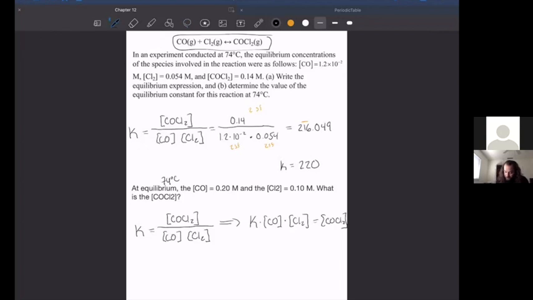So then I'm just going to plug in my numbers. So 216.049, again, I'm going to use that unrounded value so that I don't incur any rounding errors, times the concentration of carbon monoxide, which was 0.20, times the concentration of chlorine gas, 0.10, and punch that into my calculator. And what I'm going to find is that the concentration of carbonyl chloride in this case would be 4.3209.